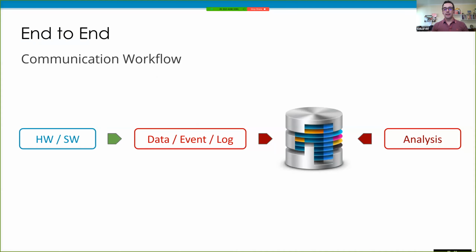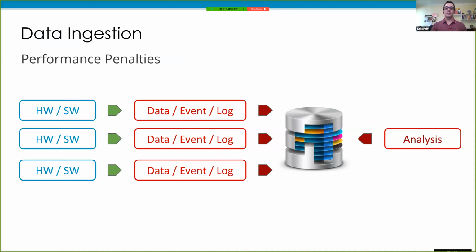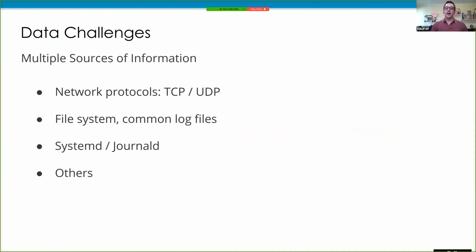If we want to achieve data analysis, we have to collect all the data from hardware, software, and deliver this to a central place. And this gets more problematic when data starts scaling up because we get performance penalties. And the data challenge is that data comes from different formats, from different entry points like TCP, UDP, file system, or journald. So how do we accomplish this?